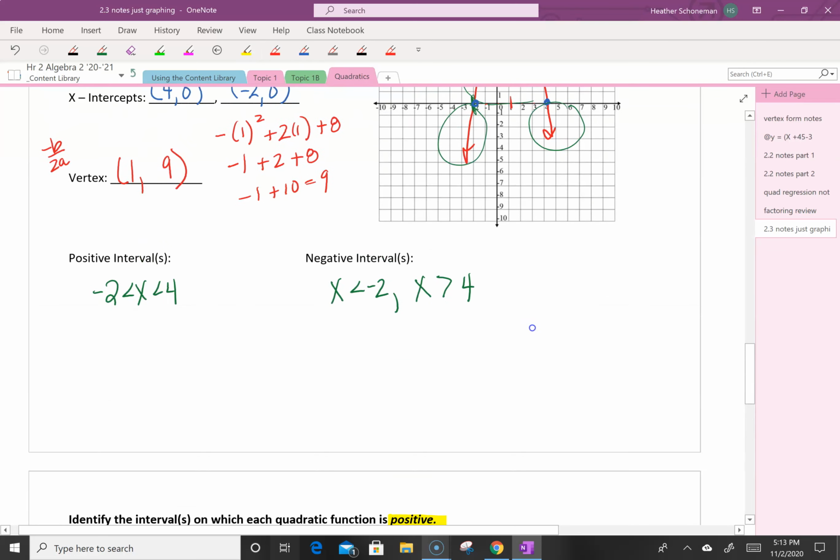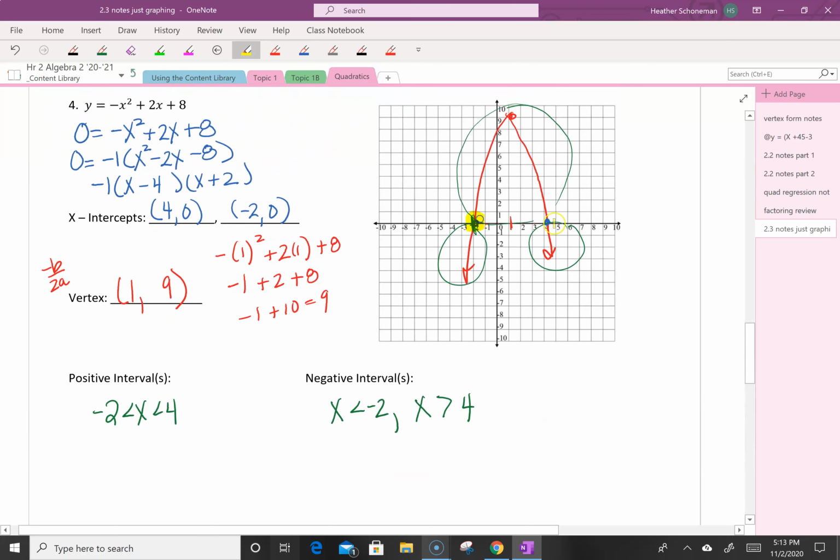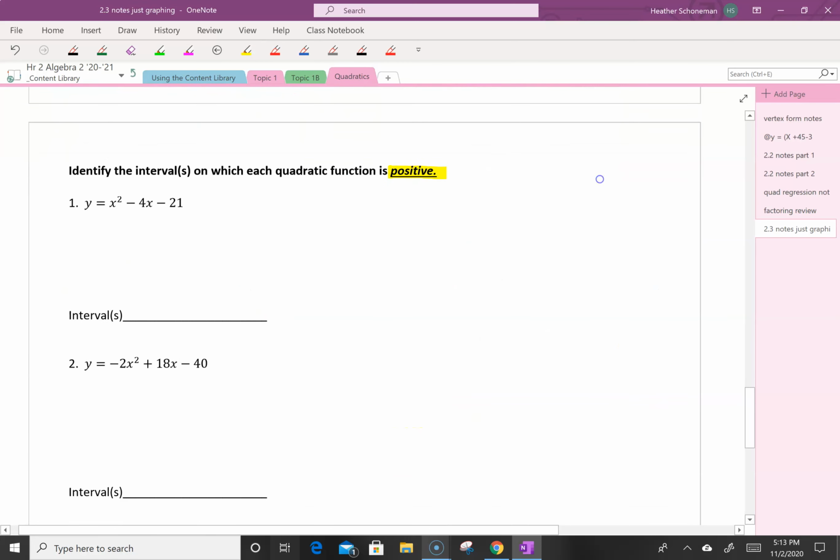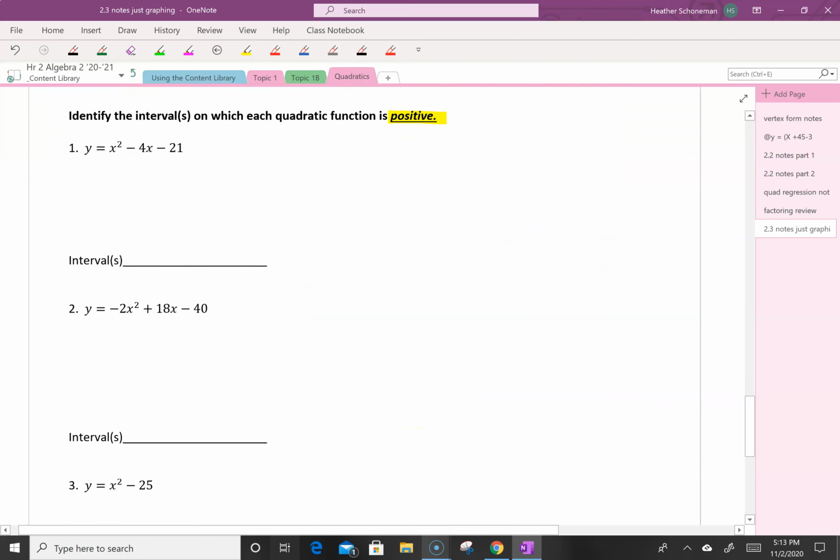Well, to figure out the intervals, you really need to know these x-intercepts. That's what's going to determine it. So we're going to have to calculate them first. So in this one, I plug in 0, and I'm just going to go straight to factoring because I know that's what I'm going to have to do. It's a trinomial with the leading coefficient of 1.